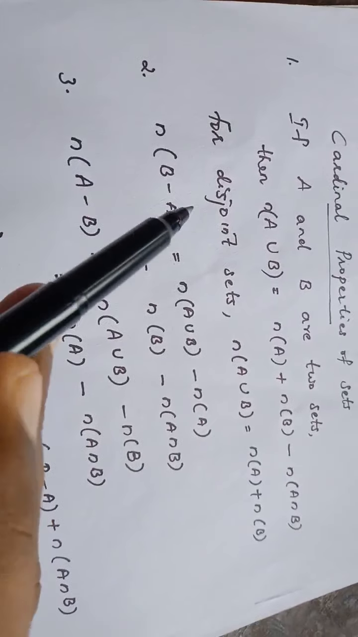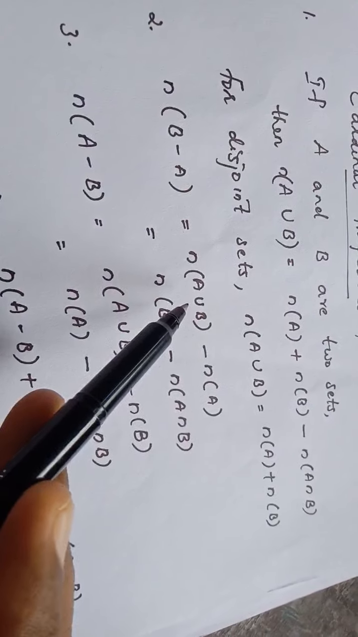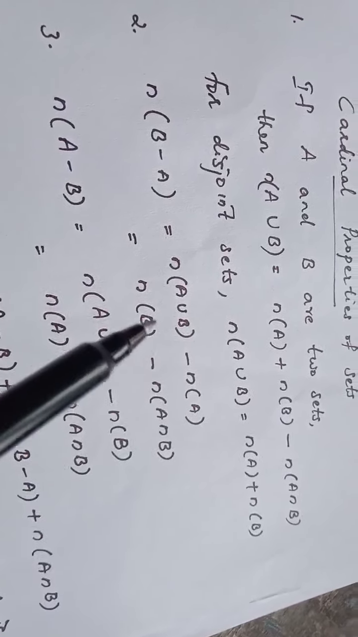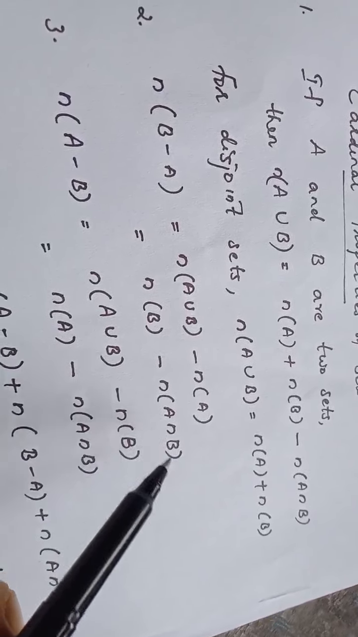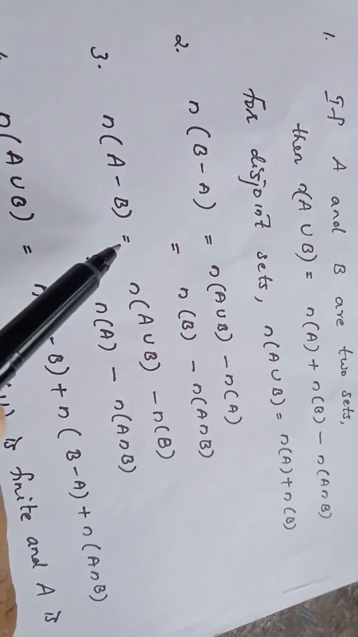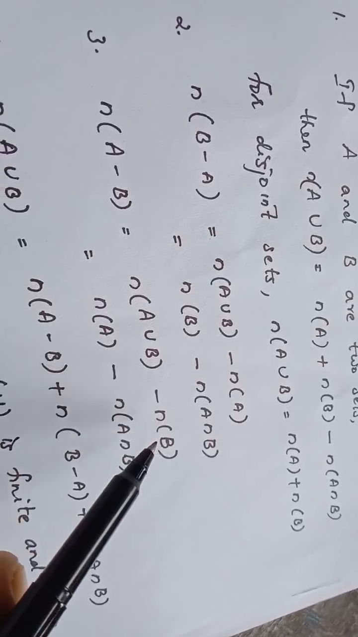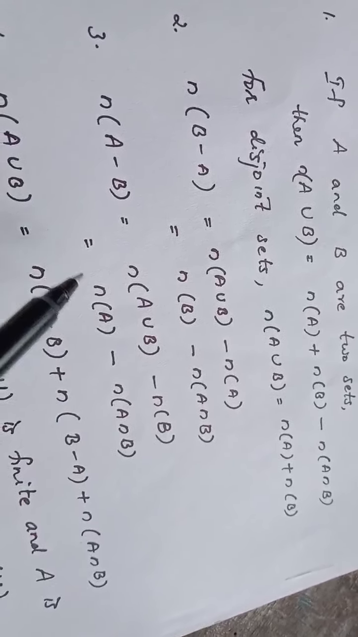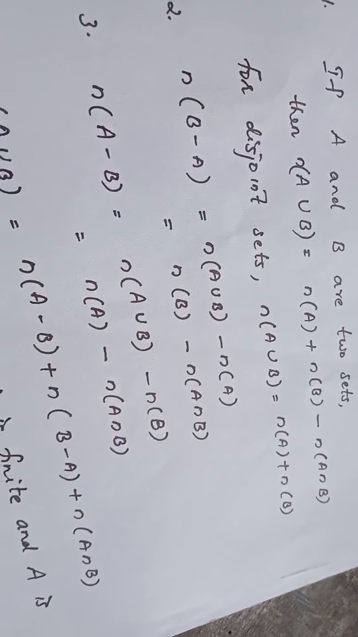Second one, we have n of B minus A is equal to n of A union B minus n of A is equal to n of B minus n of A intersection B. Third one, n of A minus B is equal to n of A union B minus n of B is equal to n of A minus n of A intersection B.